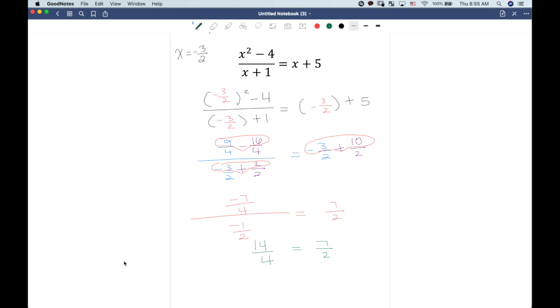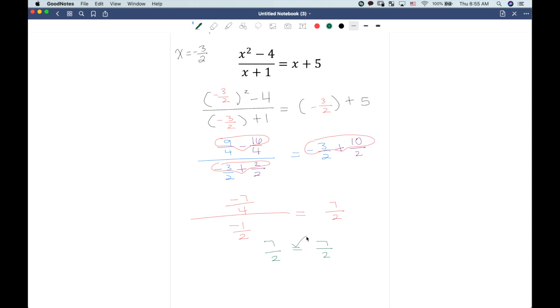Okay, so if I look at my result right now, 14 over 4 does not equal 7 over 2. So what happened? If you take a closer look, 14 over 4 can actually be simplified. 14 and 4 have 2 in common, so I'm going to divide by 2. 14 divided by 2 is 7. 4 divided by 2 is 2. So this simplifies to 7 over 2, which works out perfectly.